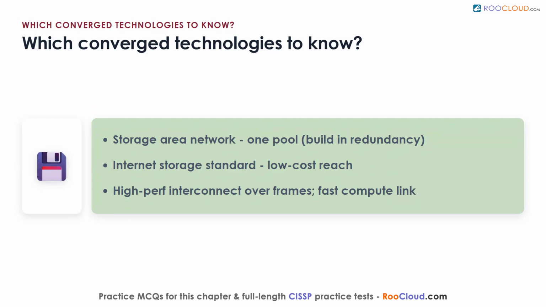Several ride storage and compute traffic over standard networks. A storage area network consolidates many storage devices into one network-accessible pool. And because it can be a single point of failure, you build in redundancy. A related internet storage standard offers a low-cost way to reach storage across local or wide area links. Another approach carries a high-performance interconnect inside ordinary network frames so it can run on existing infrastructure. And a modern high-speed link ties together processors, accelerators, and memory over one fast path for data-intensive work. The theme repeats. Specialized traffic, delivered over familiar plumbing.